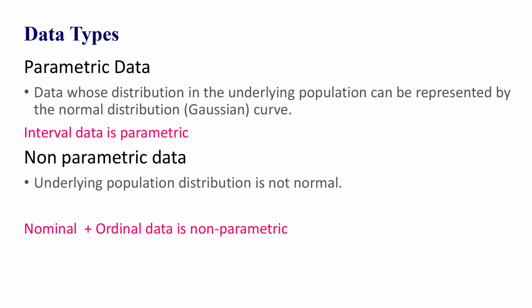These data types are based on the concept of normal distribution, which we have seen. So by default, you have to keep in mind that interval data is parametric in nature, whereas nominal and ordinal data should be treated as non-parametric data.